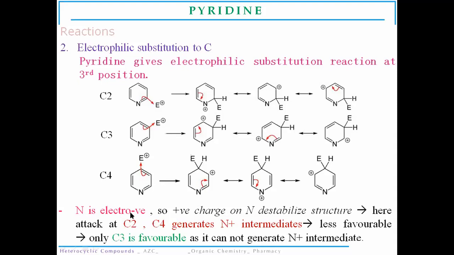If it is substituted at carbon number 2 and 4, in the resonance structure the nitrogen atom is going to bear the positive charge. And this bearing of the positive charge on the nitrogen atom is not favorable. That's why substitution in the case of the pyridine molecule generally takes place at the third position.